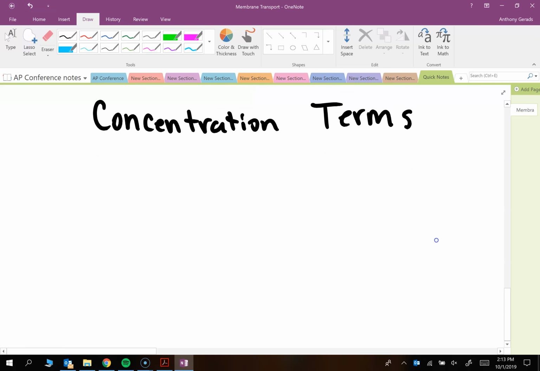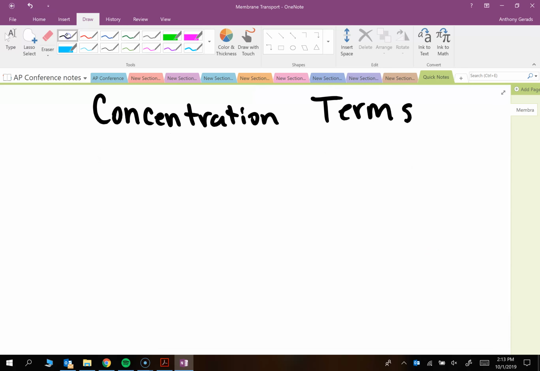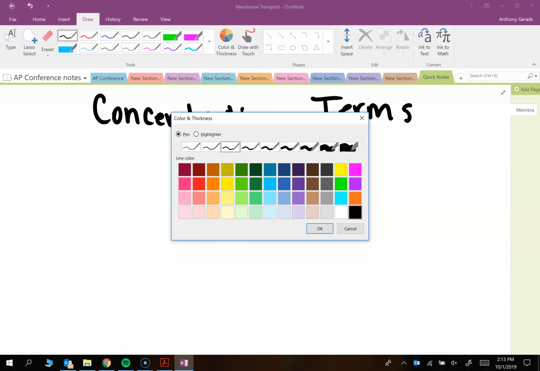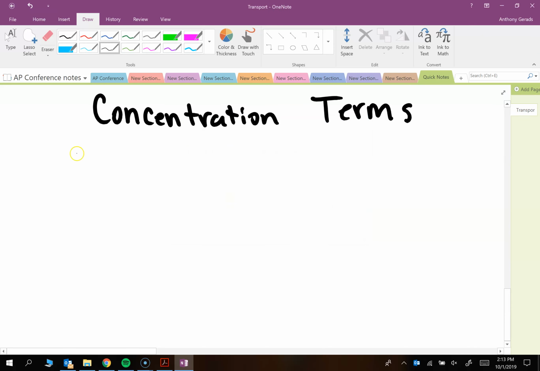It's all going to start clicking in a second. Concentration terms. So, some stuff we've got to talk about. Term number 1 is tonicity. We've got 4 words. Tonicity is talking about the amount of solute. And solute is stuff. Okay. Tonicity is the amount of solute or the amount of stuff.